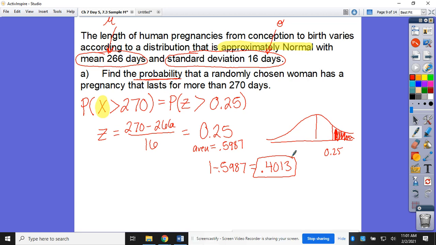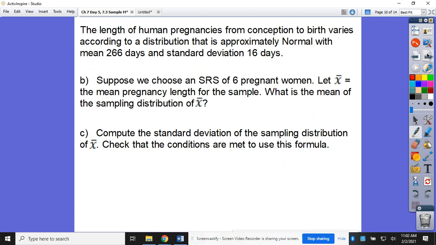So this is the probability of an individual being somewhere on that distribution. That is not saying the probability that our sample is here on the distribution of samples. You see the difference there. I'll connect that part later. So now I'm actually going to go step by step. Suppose we chose a simple random sample of 6 pregnant women.